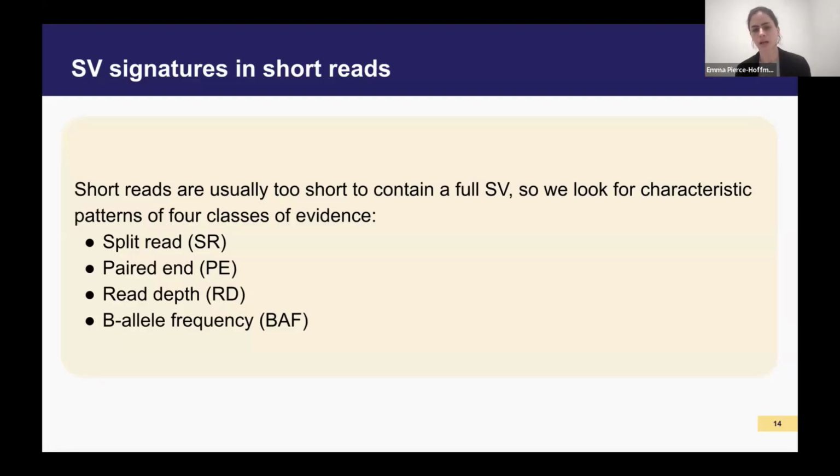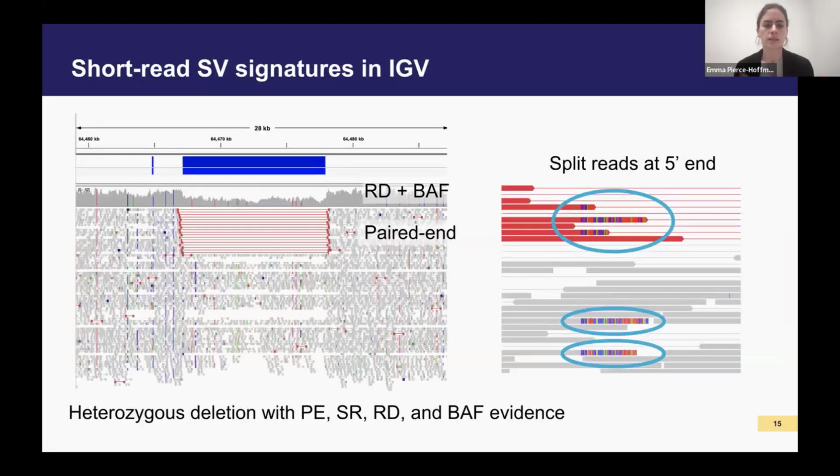And I don't have time today to go through all of these in detail, but they actually are all visible in IGV. So let's just take a quick tour through what you can see in IGV. This is a real-life example of a heterozygous deletion, and the deleted region is shown by this blue bar up top. And we can see each of the 4 classes of evidence here.